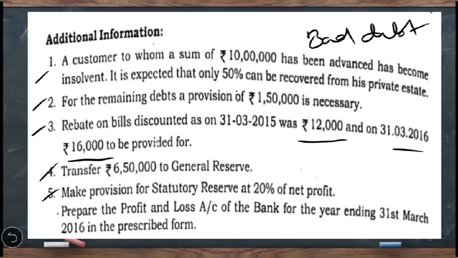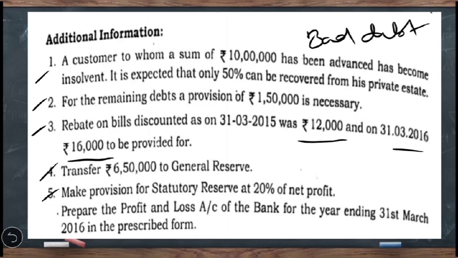Then transfer 6,50,000 to the general reserve. It comes under other appropriations, that is transfer to other reserves. Then the last one: make provision for statutory reserve at 20% of net profit. Here again, out of the current year's net profit, we have to transfer 20% of that to the statutory reserve.